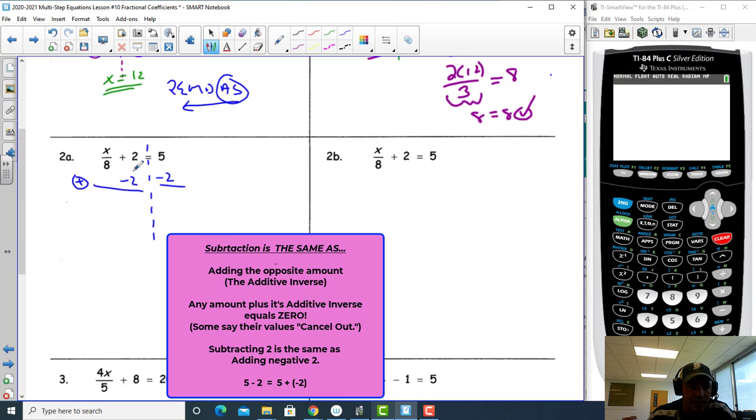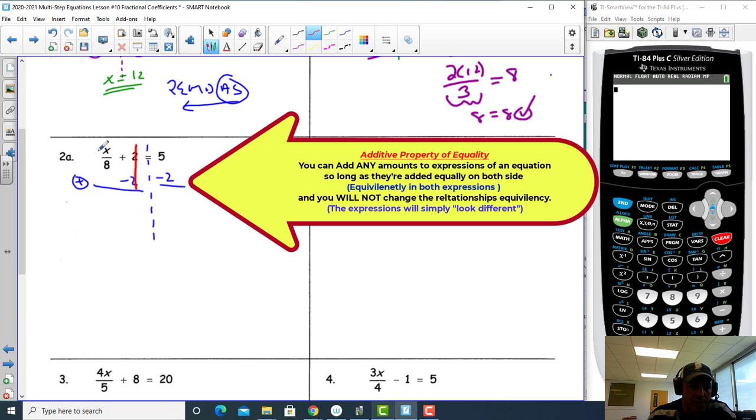Or as I prefer to say, add the inverse. Subtraction is the same as adding the inverse. Any amount plus its inverse just equals 0. So in the expression on the left, when we subtract 2, it simplifies to simply be x divided by 8. In the expression on the right, 5 less 2 is simply 3.